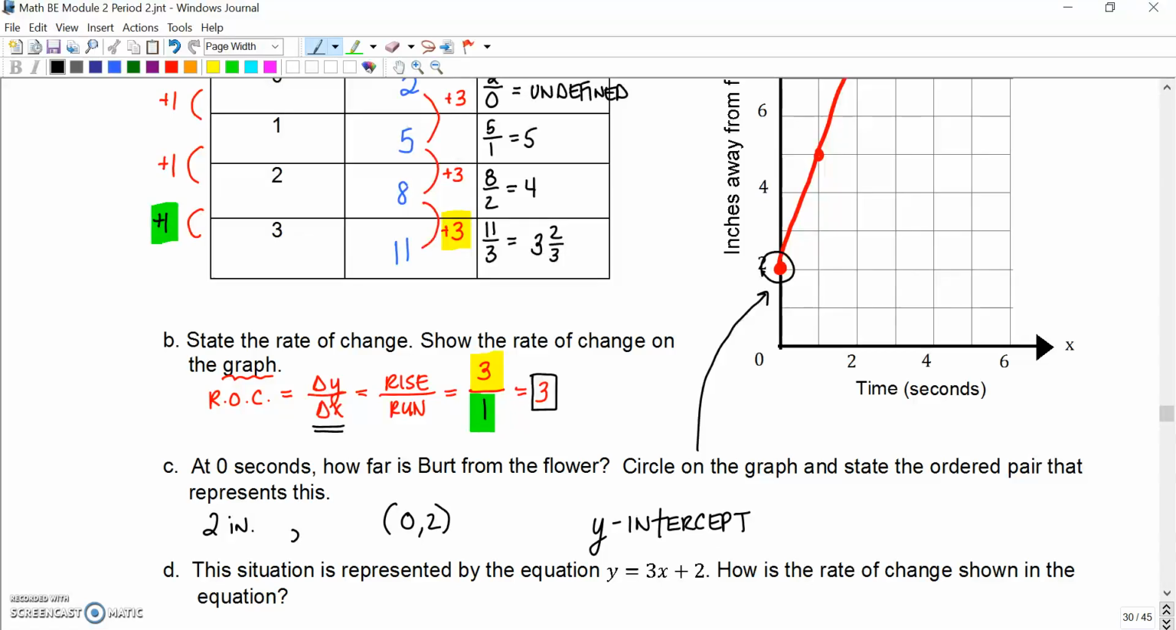We can think of it almost like an interception. If this were the path of the football and this were the opposing team catching it, it's where these cross paths. Intercept, not intersection. One other thing before we get too far into this problem, we actually never showed the rate of change on the graph, so we'll do that right now, which is that this was up 3 and over 1, just like it was in the table.